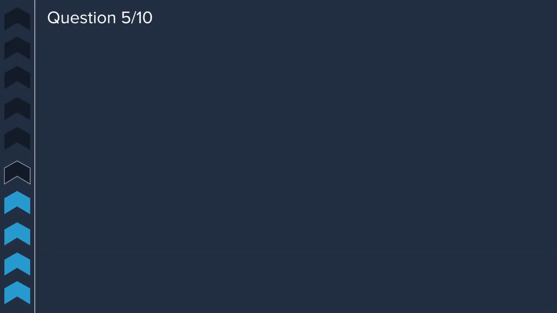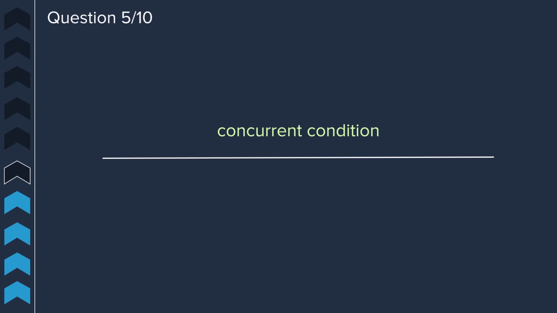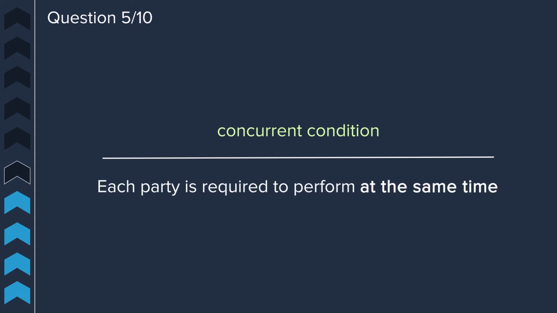Question 5. Define concurrent condition. A concurrent condition is one in which each party is required to perform at the same time.